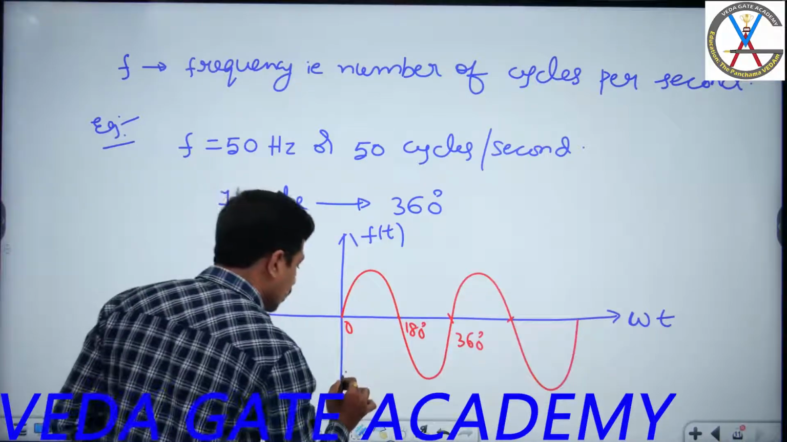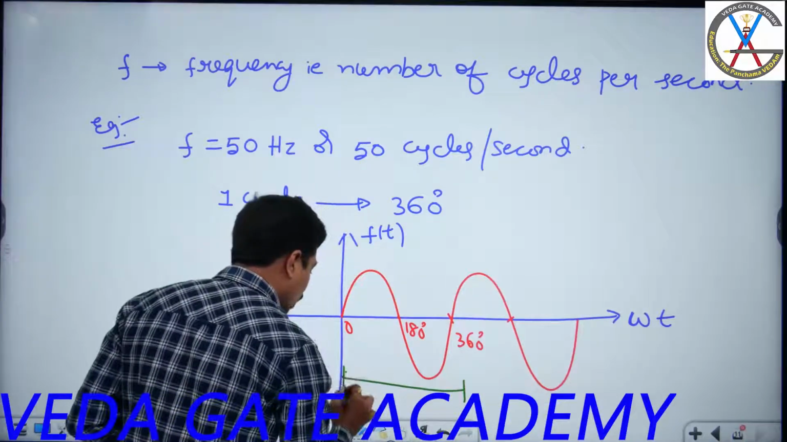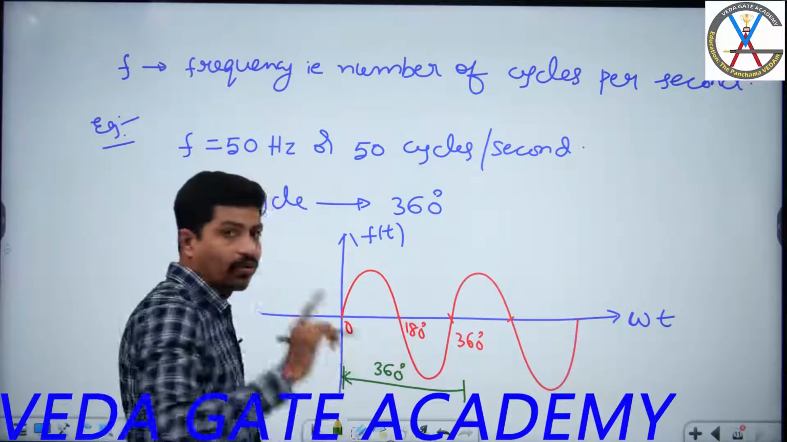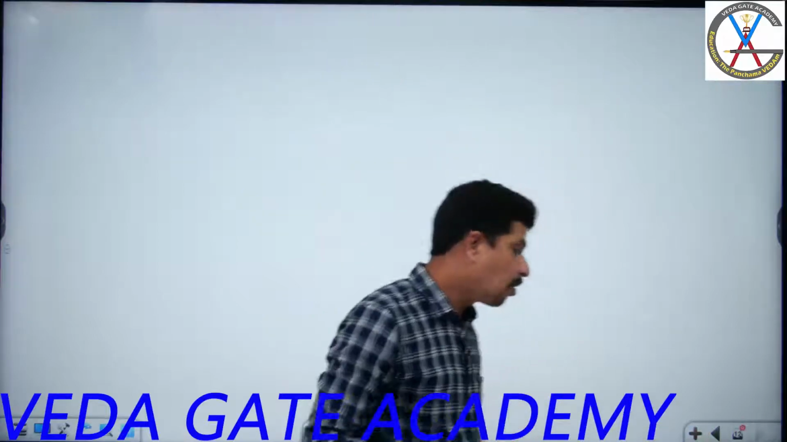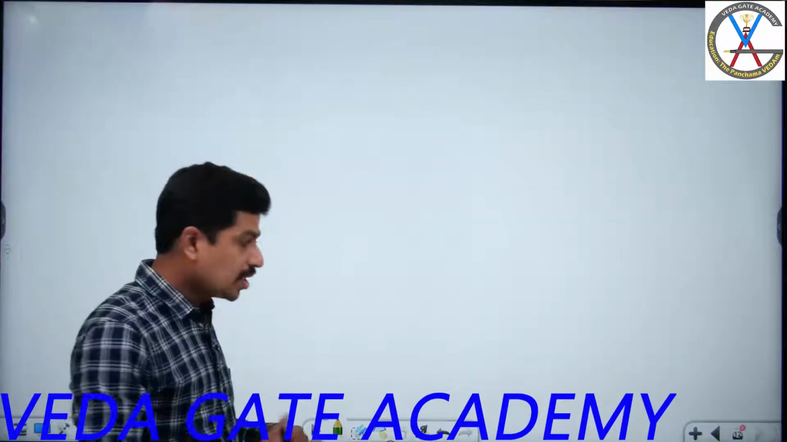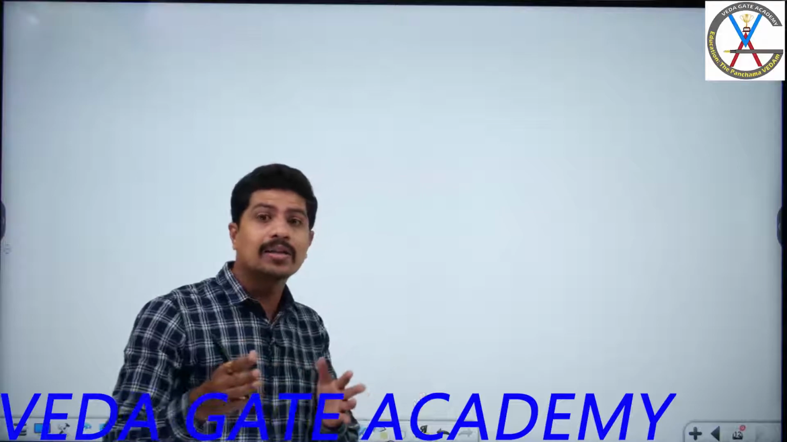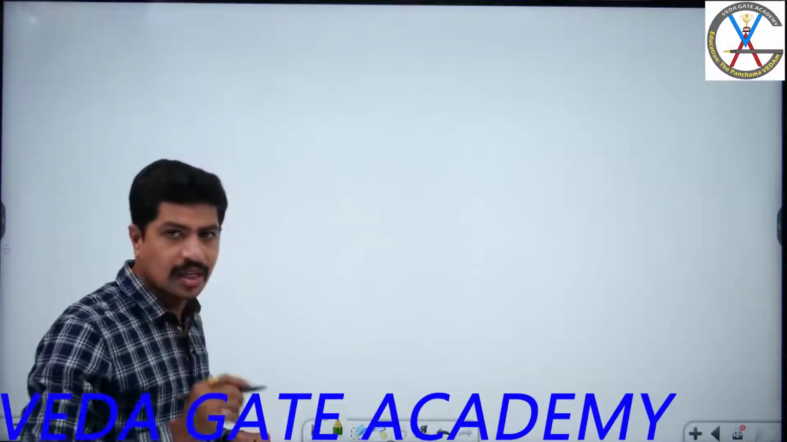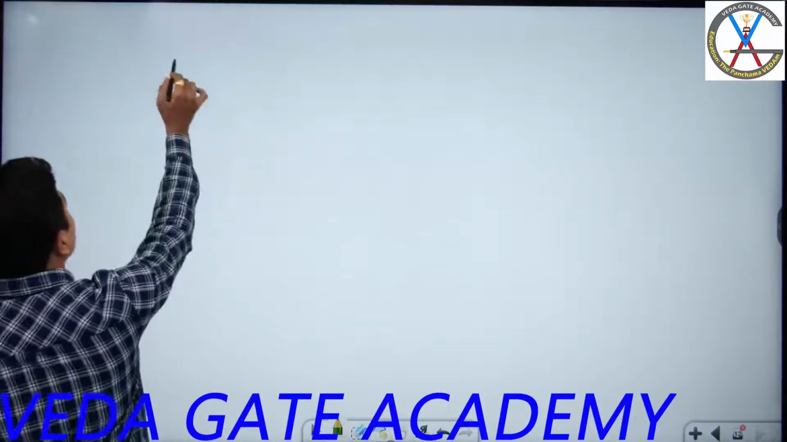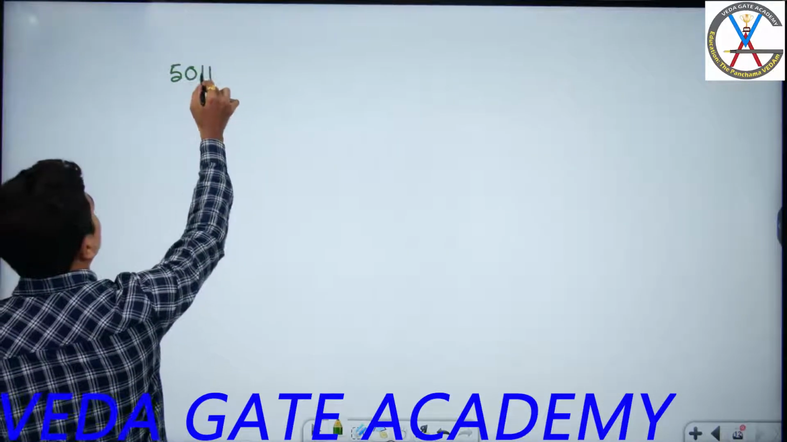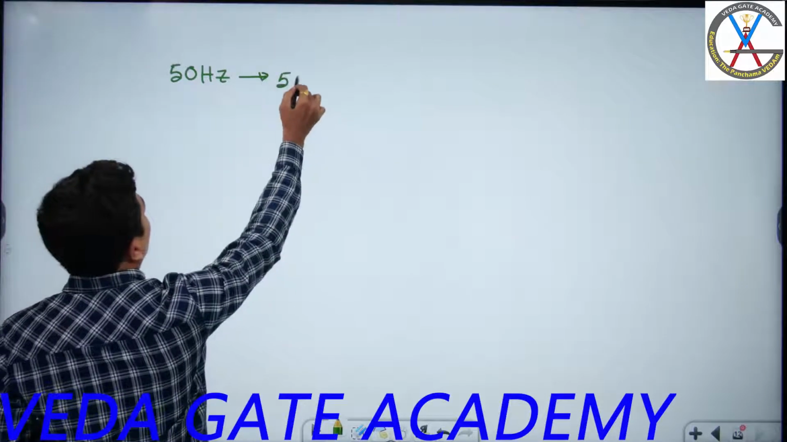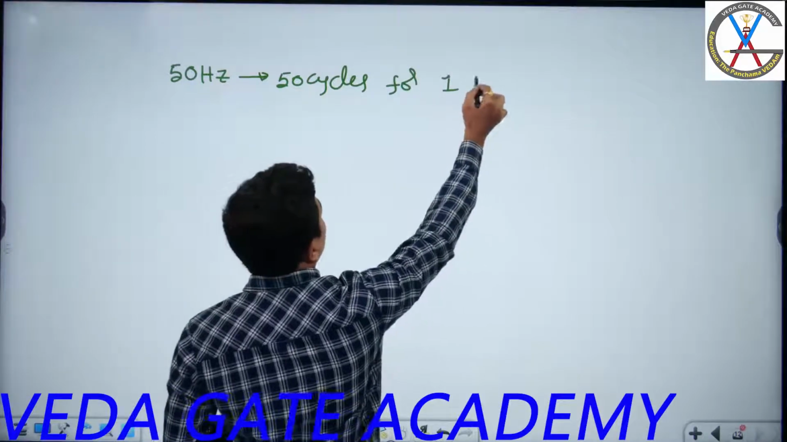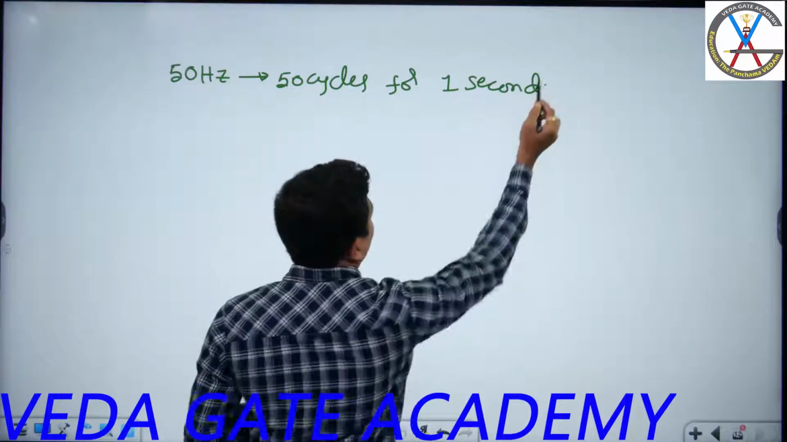This is one full cycle. One full cycle means 360 degrees. Now the actual concept comes here. If you go to interviews like BARC, ISRO, DRDO, these types of questions will be asked. One full cycle means how many degrees? 360 degrees. 50 hertz means 50 cycles for 1 second. In 1 second, how many cycles?